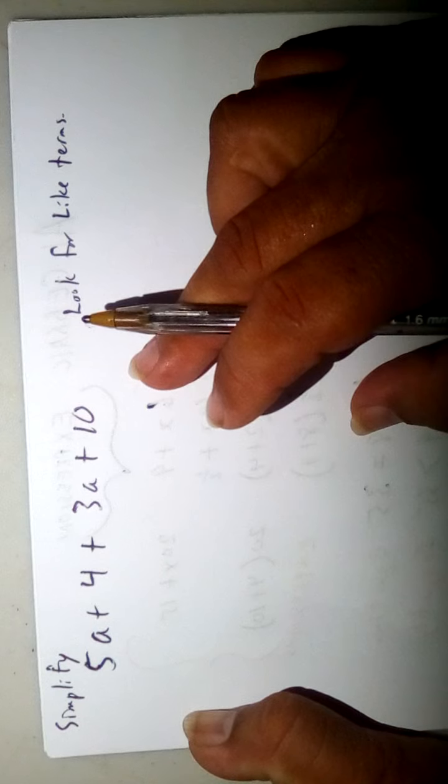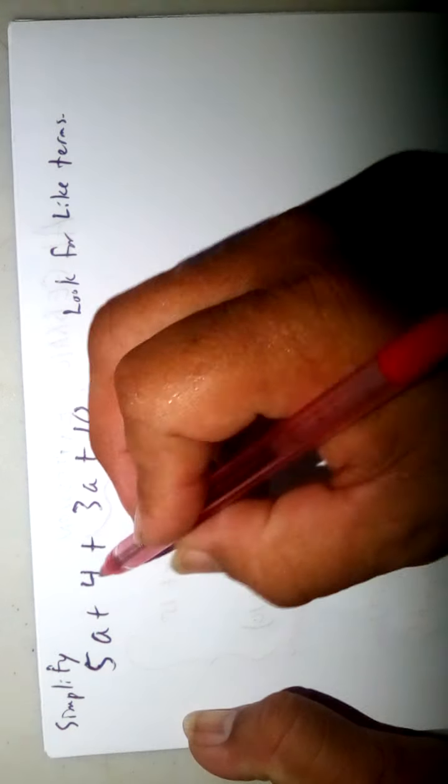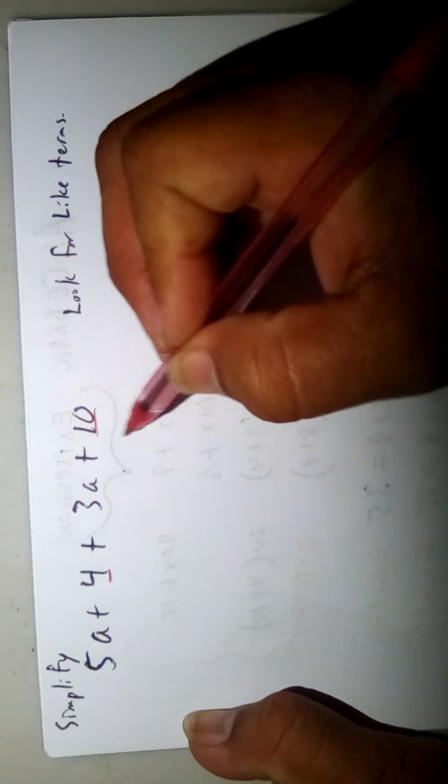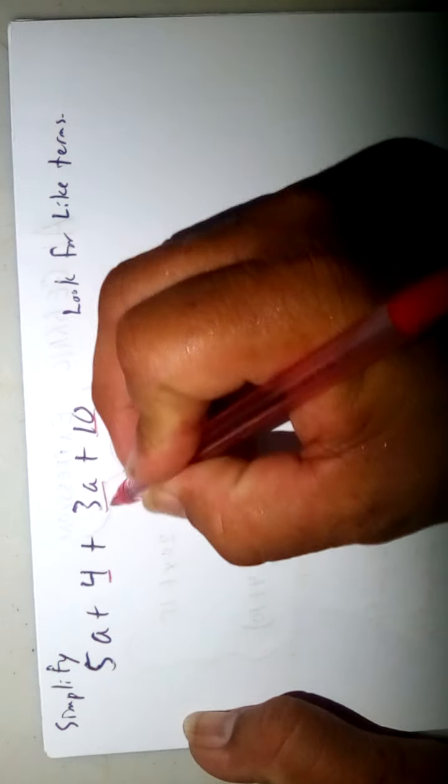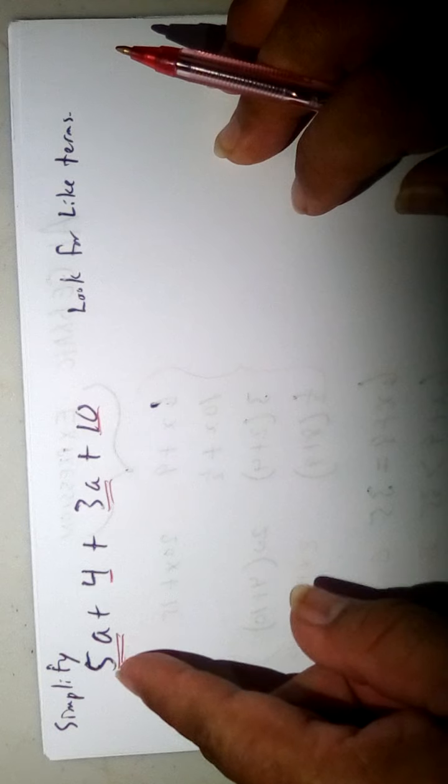Well, which ones are like terms? In this case we have the 4 and the 10. They are like terms. They're not equal, they're simply like terms. What do we mean by like terms? These are numbers. 3a and 5a are like terms too. So this is a term, this is another term, this is a term, this is another term. Notice that these terms have a. Notice that these terms only have a number. They're not with any letters, so they're just simply numbers being combined, and variables and numbers and so forth.